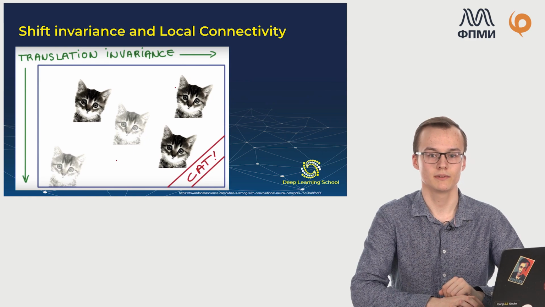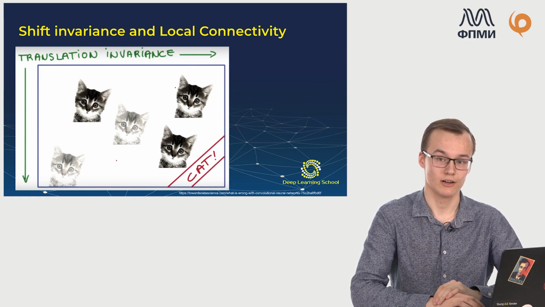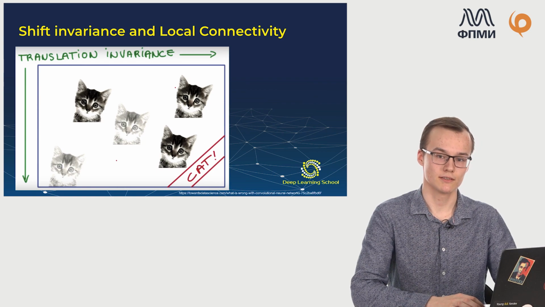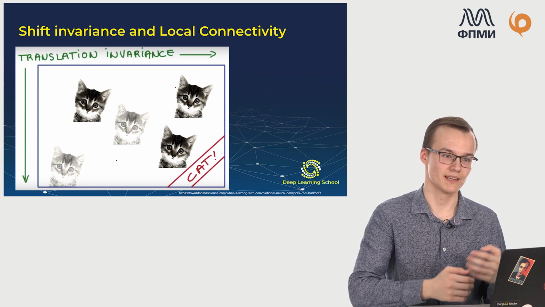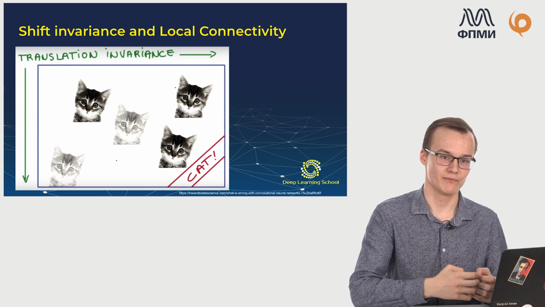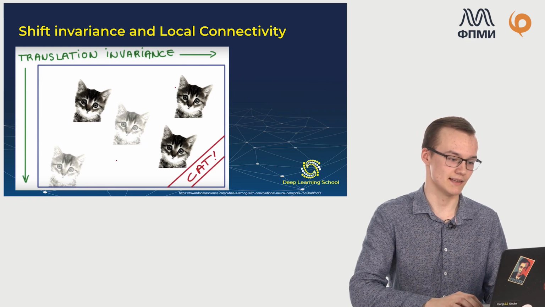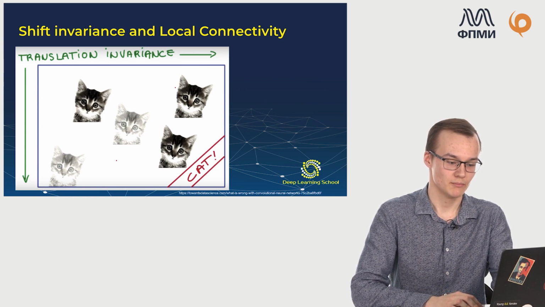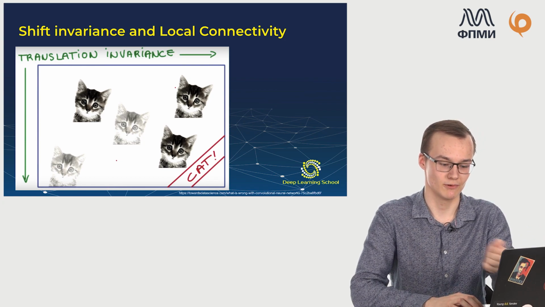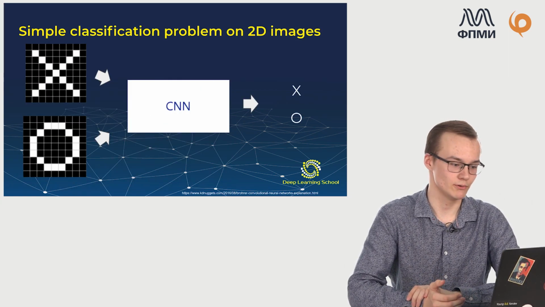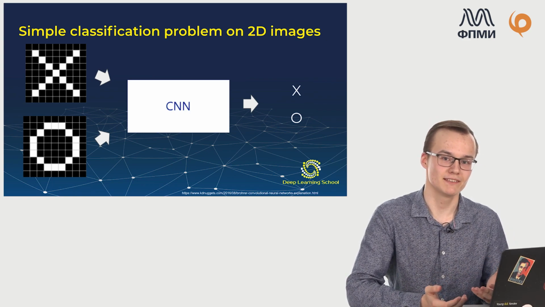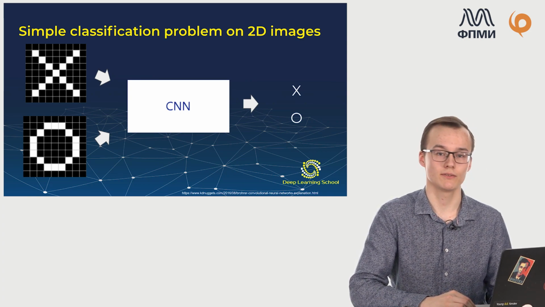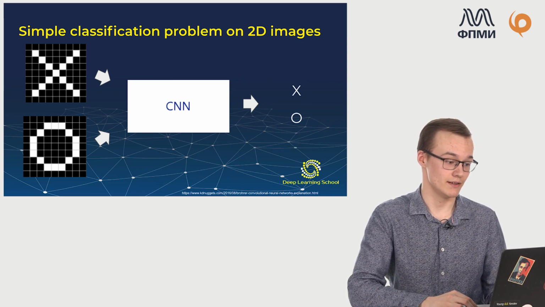Also, there is one more feature of images which we can exploit, called local connectivity. It's quite easy to understand that for images, the pixels which are closest are the most connected, they have the strongest relationship. And it means that, for example, when we look at the left top pixel, we can just forget about the bottom right one. But how can we incorporate this knowledge into our neural networks so that they become smarter and operate on images better? Let's turn back to our classification problem and solve the simplest task of classifying gray circles and crosses.